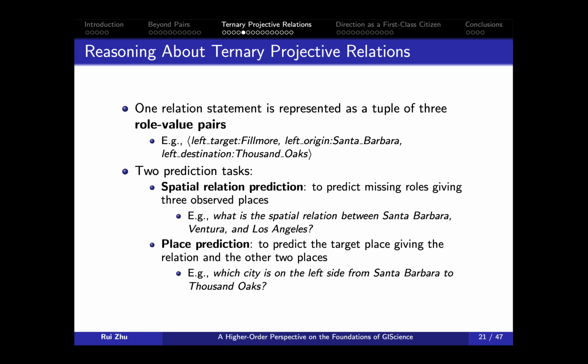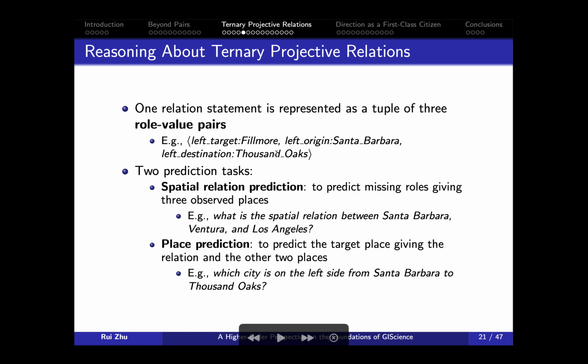After knowing how to represent it in knowledge graphs, we next explore how to reason over it. As I have just shown, one relation statement can in fact be represented as a tuple of 3 role-value pairs, as shown in this example here. Fillmore is the target of the left relation, Santa Barbara is the origin, and Southern Oaks has the role of destination. Based on this representation, we further define 2 tasks.